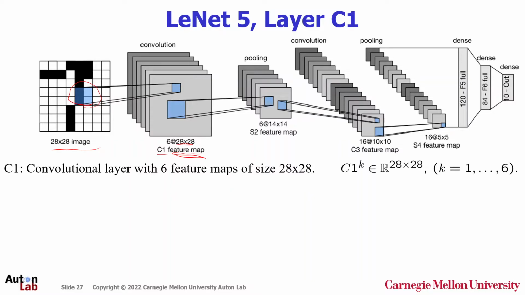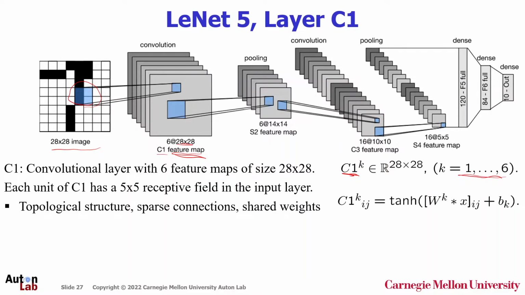These feature maps are denoted with C1k, where k is going from 1 to 6. The ijth element of C1k is calculated by this equation. Here we convolve the input matrix X with the kth convolutional kernel wk, then add a bias term bk, and finally we apply the tanh activation function on it.